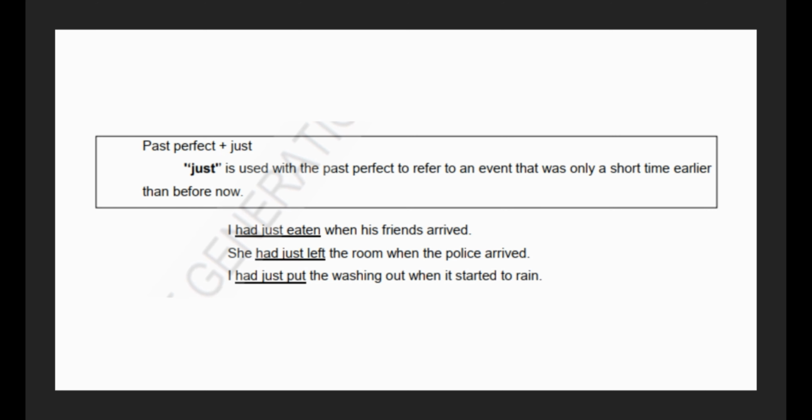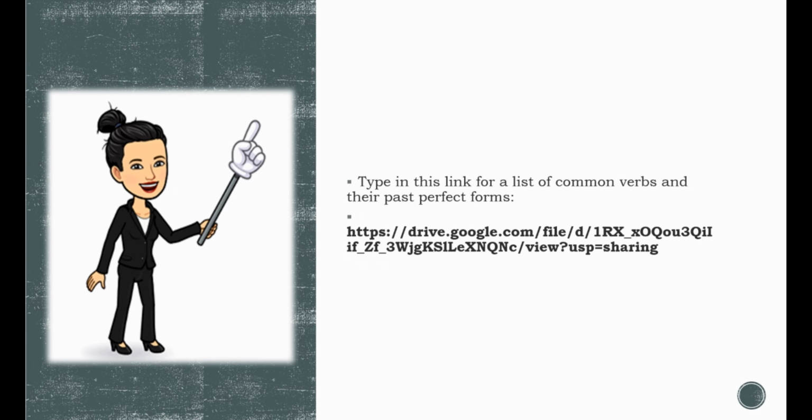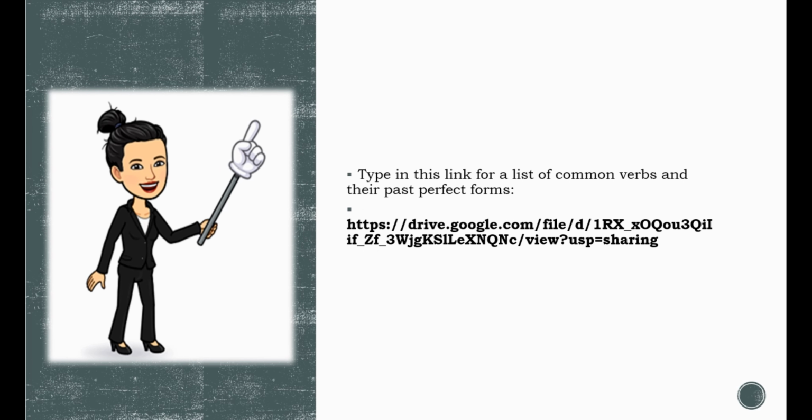I had just eaten when his friends arrived. She had just left the room when the police arrived. I had just put the washing out when it started to rain. If you'd like to know common verbs and their past participle forms, just type in this link for a list of the common verbs and their past perfect forms.